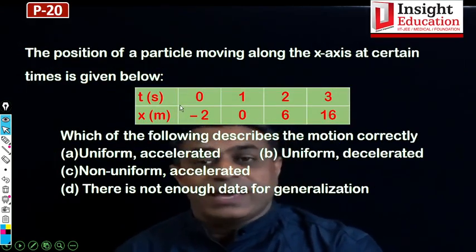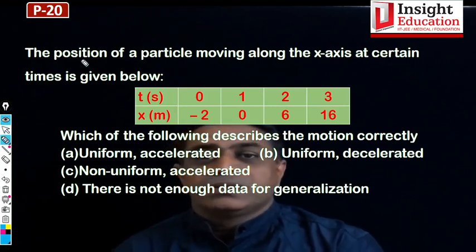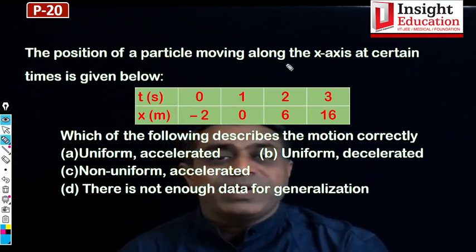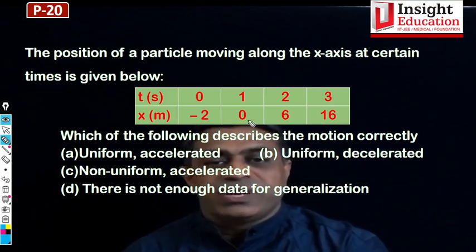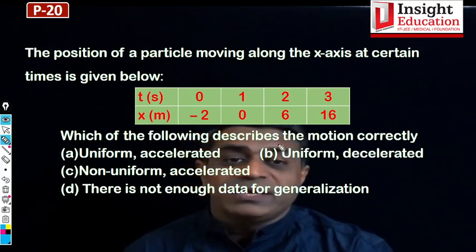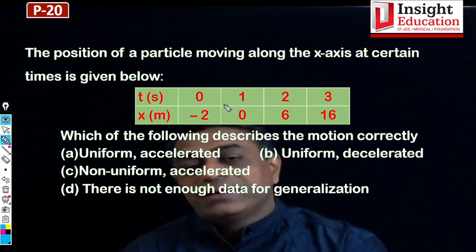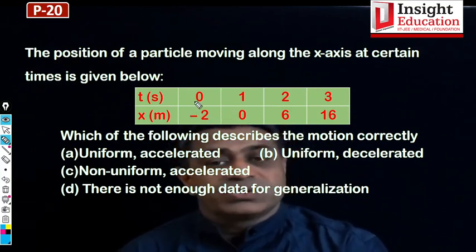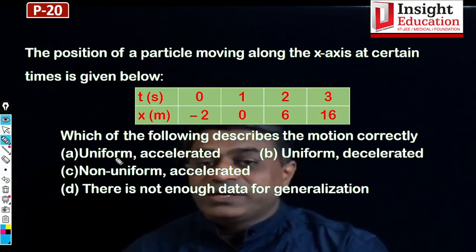So let us solve examples. Let us solve the first example. The position of a particle moving along the x-axis at certain times is given: at time 0, position 0, at 3 seconds, -2, and so on, different positions along the x-axis. Which of the following describes the motion correctly? From this data we have to interpret the motion. We have already prepared the table, and from the table we have to interpret the motion.